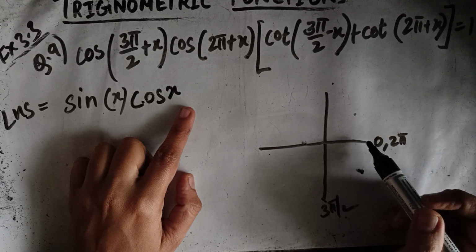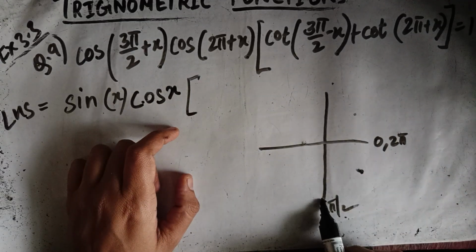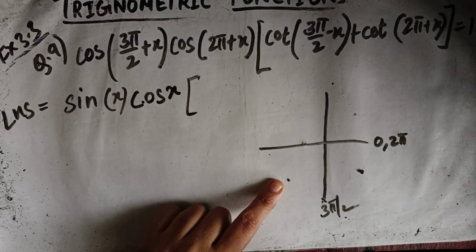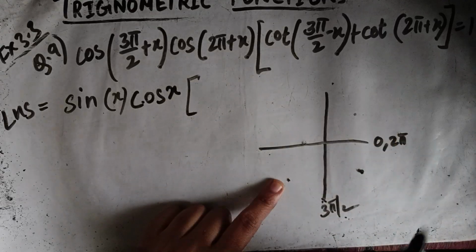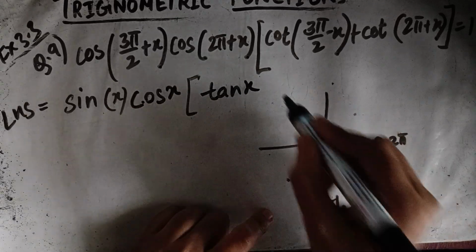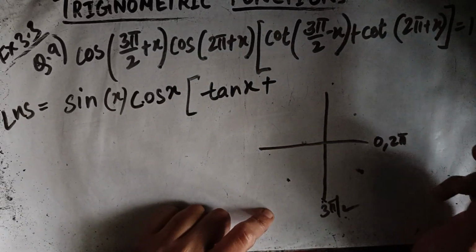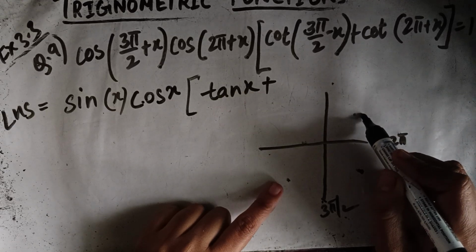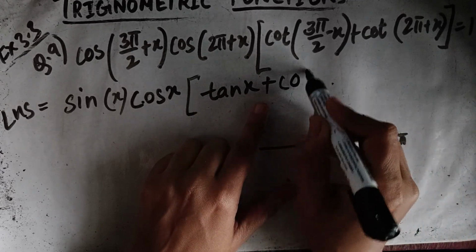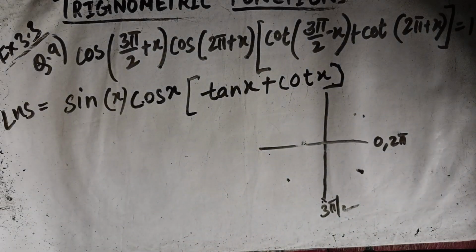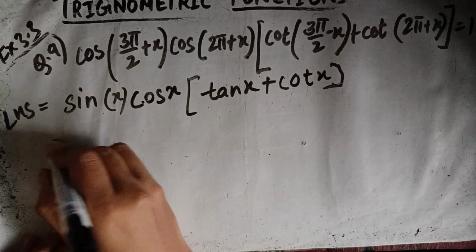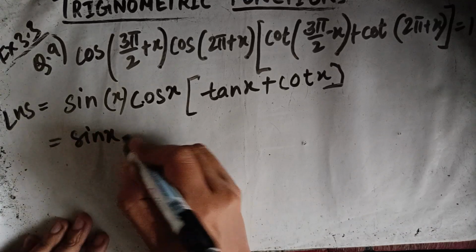Then cot(3 pi by 2 minus x). 3 pi by 2 minus x means here in the third quadrant. In the third quadrant, tan and cot are positive. So positive and transformation. So cot becomes tan. Cot of 2 pi plus x, first quadrant. Cot is positive, cot of x. Okay. So this is sin x into cos x.